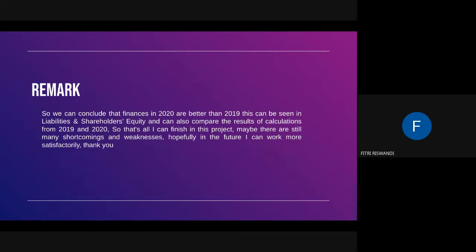And next is the conclusion. We can conclude that finance in 2020 is better than in 2019. This can be seen in liabilities and shareholder equity, and we can also compare the results of the calculations from 2019 and 2020. So that's all I can finish in this project. Maybe there are still many shortcomings and weaknesses. Hopefully in the future I can work more satisfactorily.